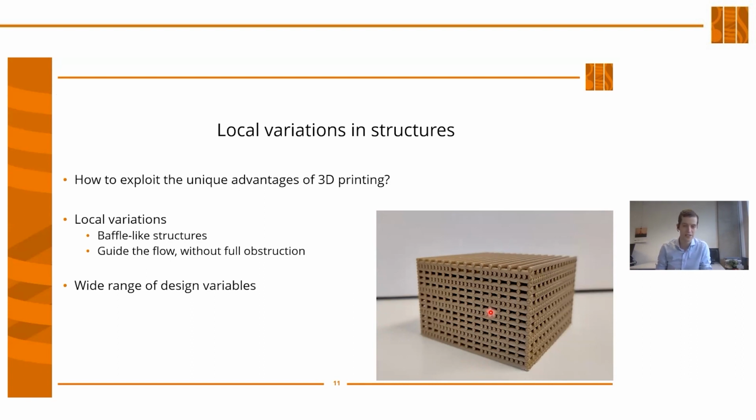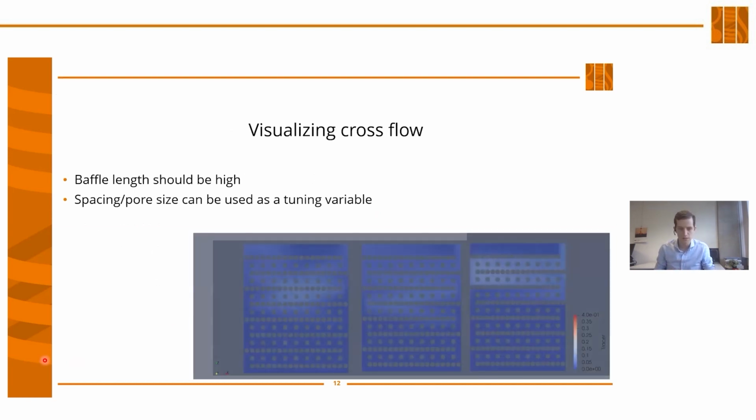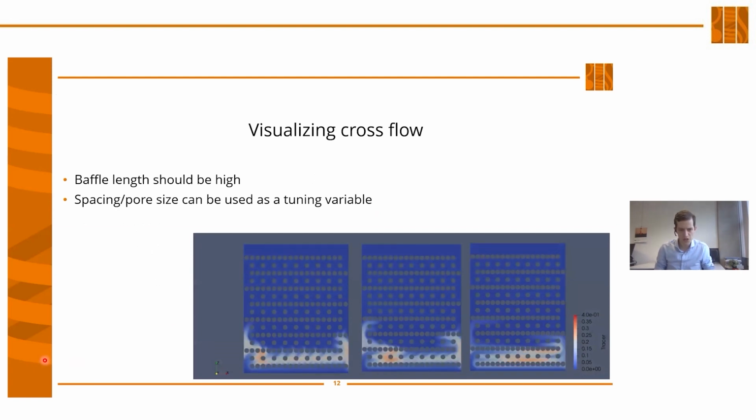Of course, making a structure like this, you have a really wide range of design variables to tune. I won't go into all of them, but what we found was that the baffle length should be rather high. The baffles need to run almost through to the wall, so they deliver the gas very close to the wall. And then how dense the baffle really is, the spacing of those cylinders, we can use as a tuning variable. I have some small videos to show what I mean by that.